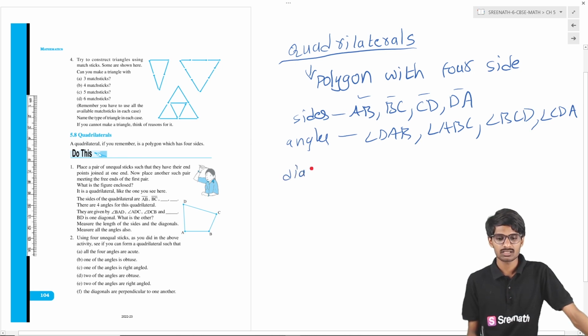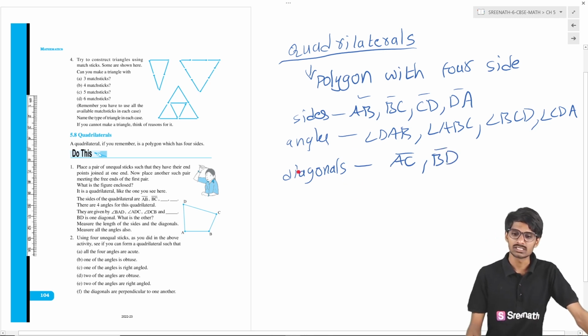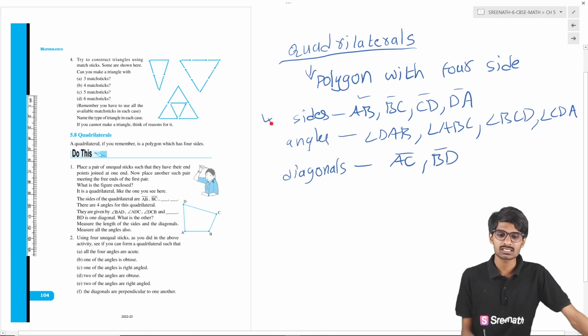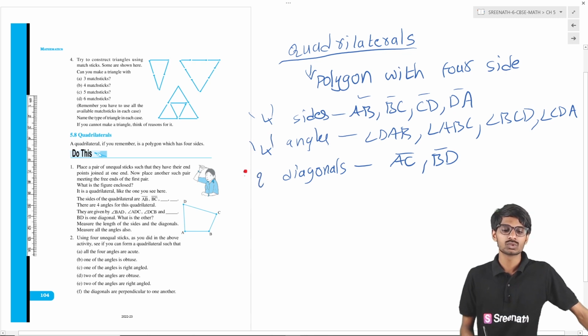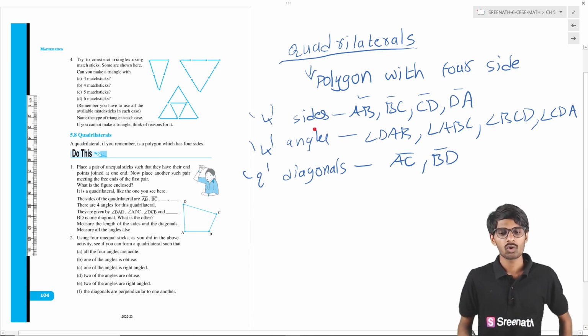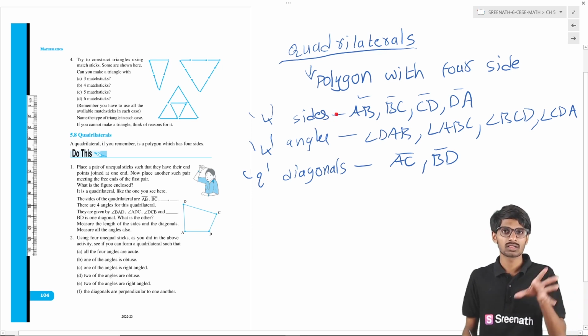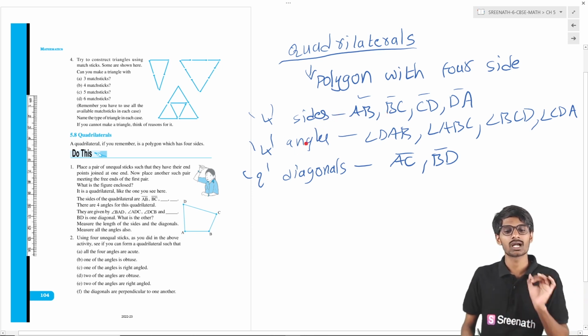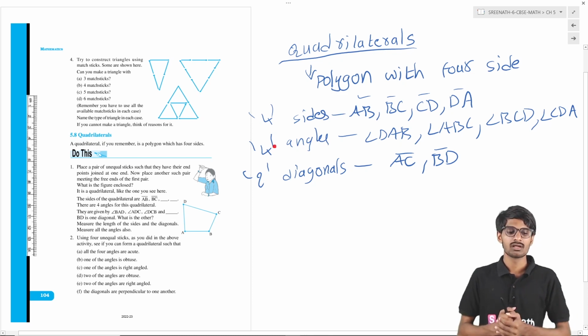And there are the diagonals also. What are the diagonals? AC is a diagonal, BD is another diagonal. So this is the quadrilateral. It has four sides, four angles, two diagonals. Now what we have to do is measure the lengths of the sides and observe whether all the lengths are equal or not, and measure the angles and observe whether all the angles are equal or not.